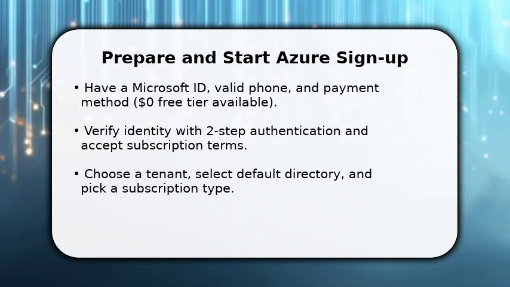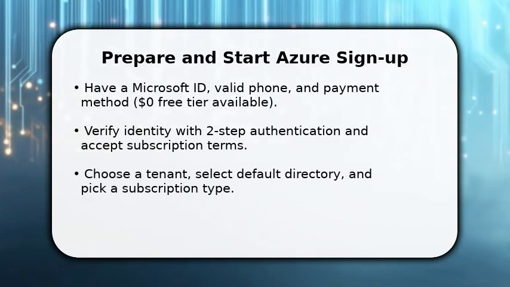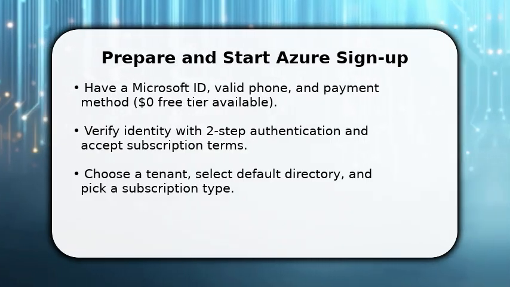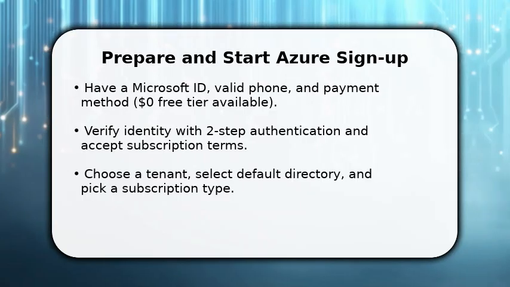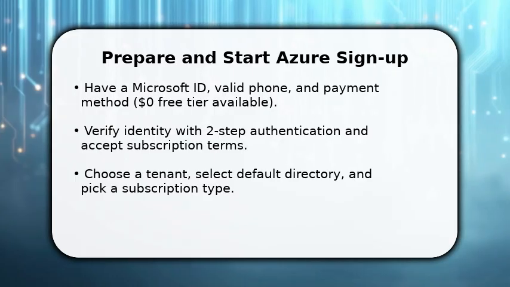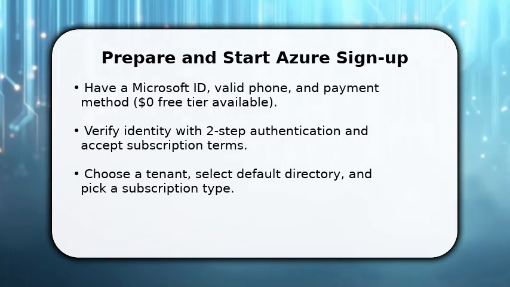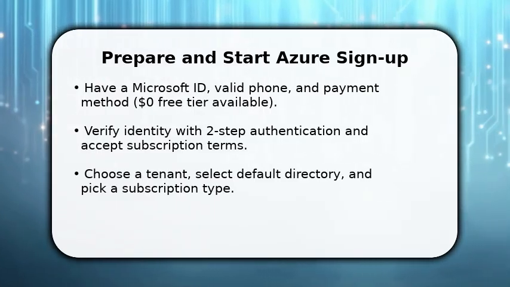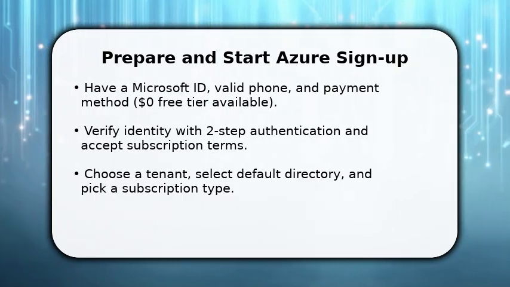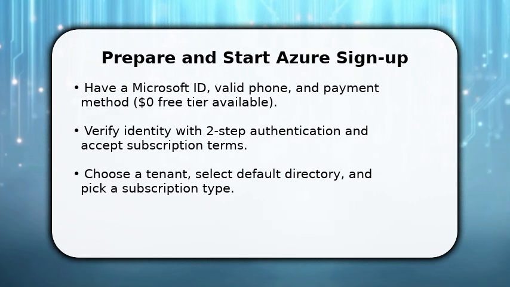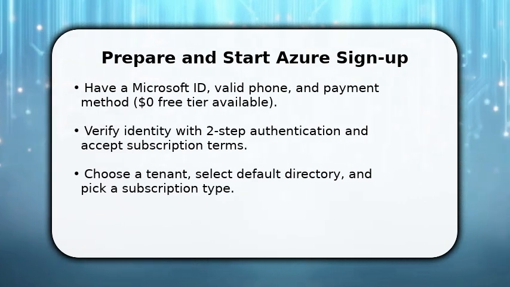You begin by signing into Portal Azure. Come with your Microsoft ID. Provide your phone and payment details so identity verification succeeds. Once done, enable two-step authentication and accept the subscription agreement to unlock free tier credits. Make sure to choose or create the correct tenant and set a default directory, because that determines access boundaries and billing. This first window sets account scope and permissions, so double-check billing address and region before proceeding to resource creation.